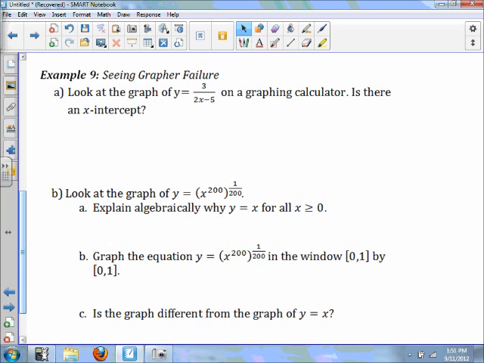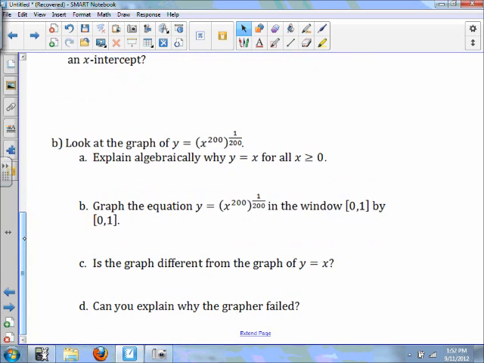Technically, there is no x-intercept on the TI-83 plus. You'll see an asymptote line there, which looks like an x-intercept, but technically it's not an x-intercept. That again, that was on the older version of the same calculator that you have. Now, if you look at B, it says look at the graph of y equals x to the 200 to the 1 over 200 power.